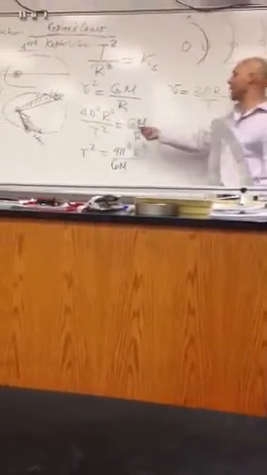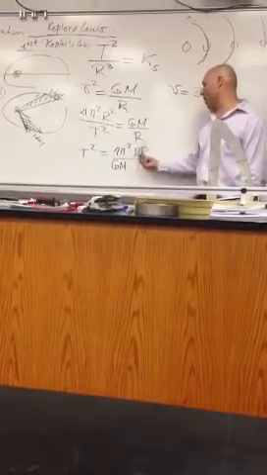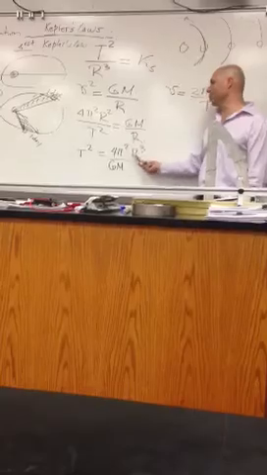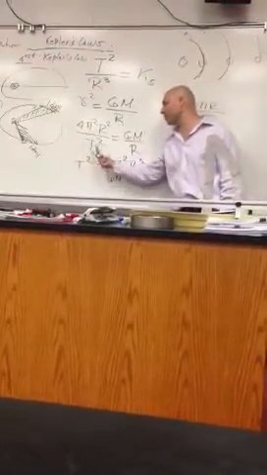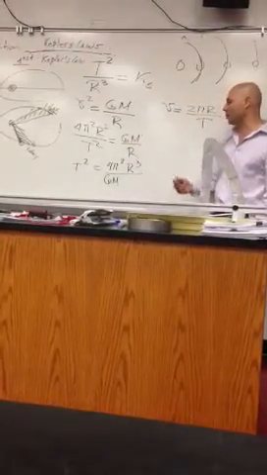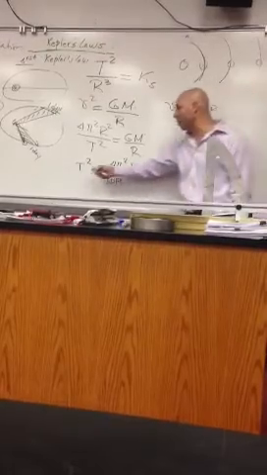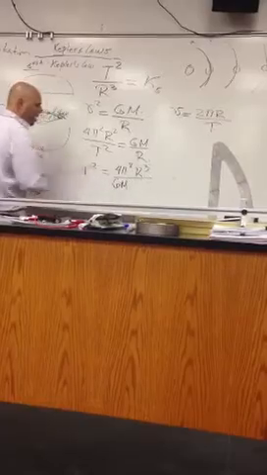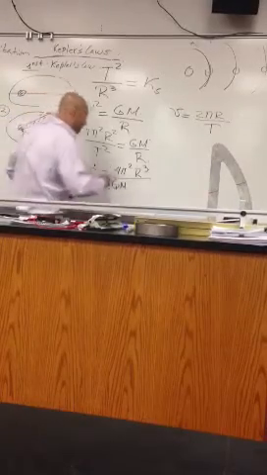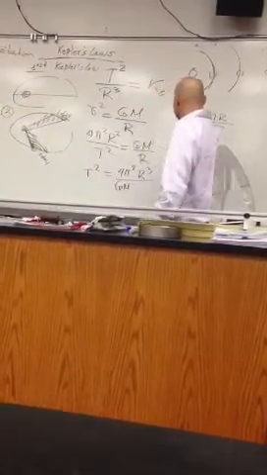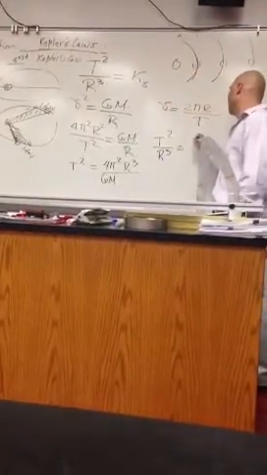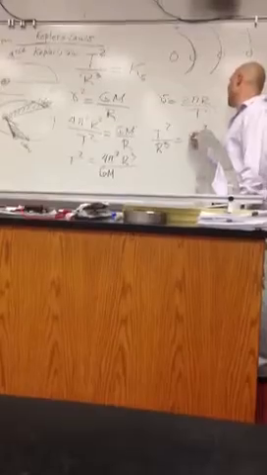So if I multiply r squared times r, what will be? R cubed. 4 pi squared r cubed, and I brought GM to this side and T squared to this side, cross multiplication. So if I move r cubed to this side now, if I divide by r cubed both sides, I will get T squared over r cubed is equal to 4 pi squared over GM.